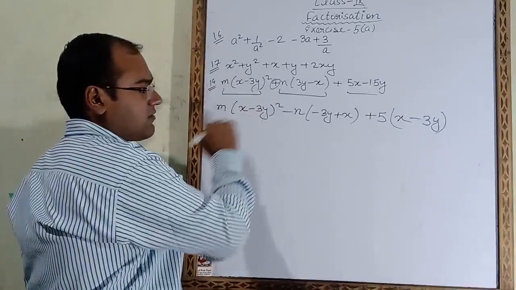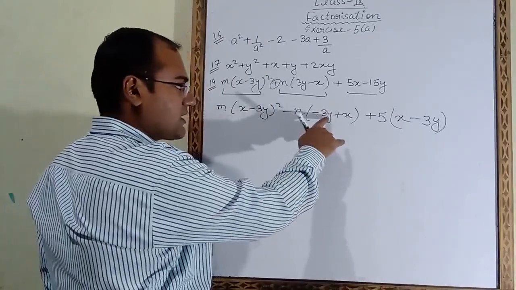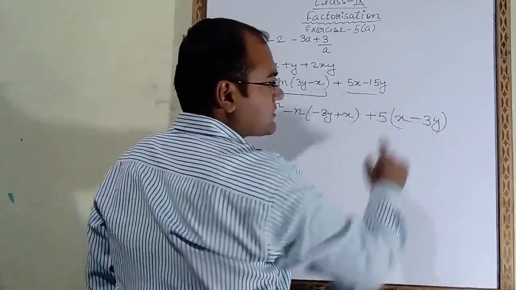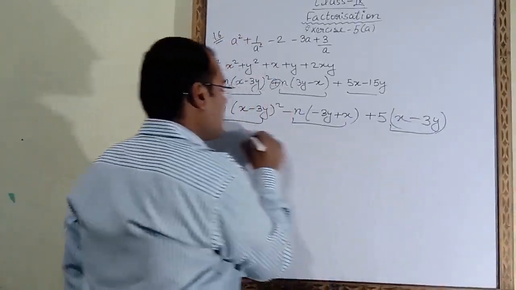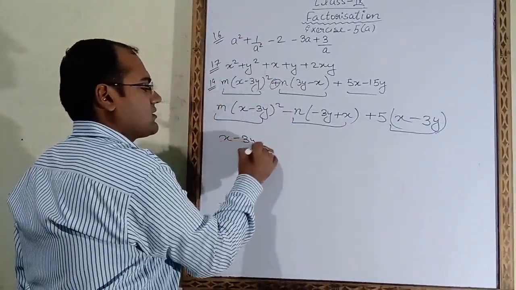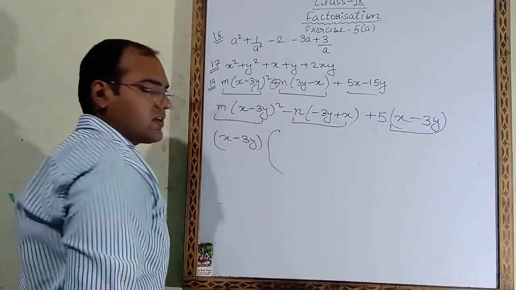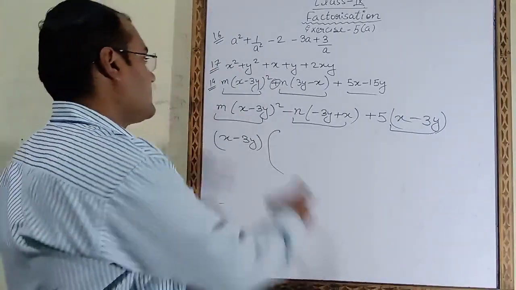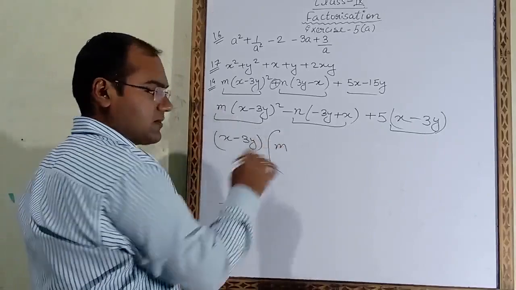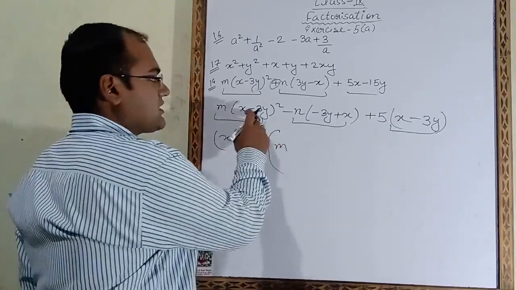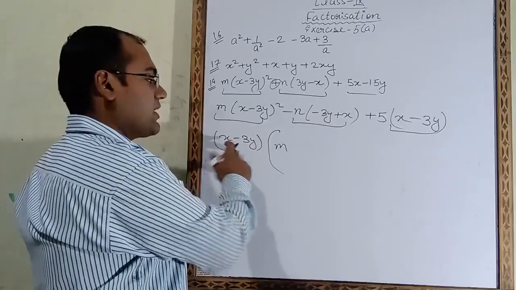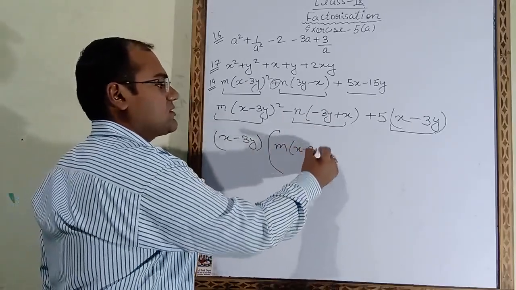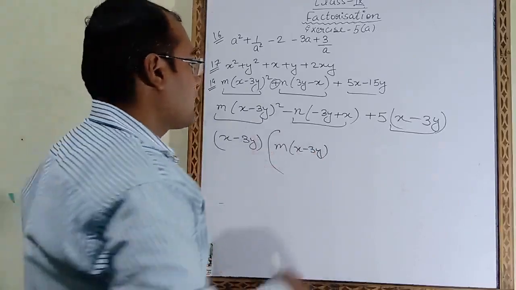This is x minus 3y. This is also x minus 3y. This is also x minus 3y. So from these three terms we will take common x minus 3y. Now in the big bracket we will write the remaining part. M we have not taken common, so m is remaining. X minus 3y, 2 times, whole power 2 is there, that means 2 times. But 1 we have taken common, so 1 is remaining. So x minus 3y, 1 time we have to write.